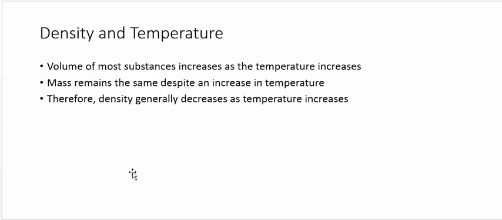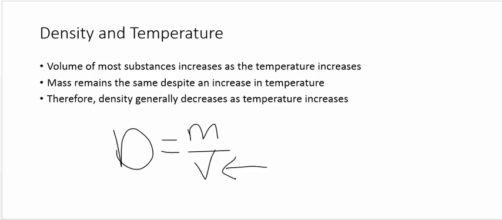I throw in this density and temperature just because whenever you see the density of something measured, you will always see a corresponding temperature. Normally, the temperature that densities are measured at is 25 degrees Celsius. So you have density equals mass divided by volume. The volume changes as the temperature changes. The volume of most substances goes up as the temperature goes up. But the mass is constant. The mass is how much stuff is there. Therefore, the density generally decreases as temperature goes up. So again, I throw this in here just to say that whenever you see a density measurement, you will also see a corresponding temperature.